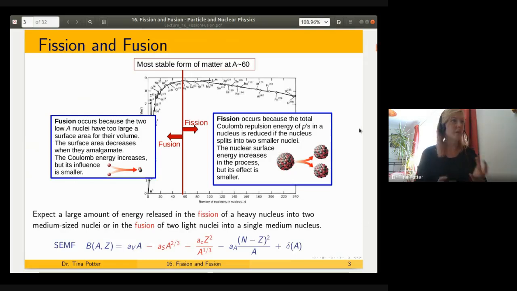Let's have a look at fission then. It's really the other way around. We've got a very large nucleus here, and the Coulomb term is very large. We've got lots of protons in there, and the repulsion is quite large. By splitting into two, the Coulomb term is decreased, but the surface energy term does increase as well. But the effect is smaller, and overall, the binding energy per nucleon is larger. So we have a preference to go towards this broad maximum at roughly 60. Large nuclei will do this by undergoing fission, and light nuclei will do this by fusing together.